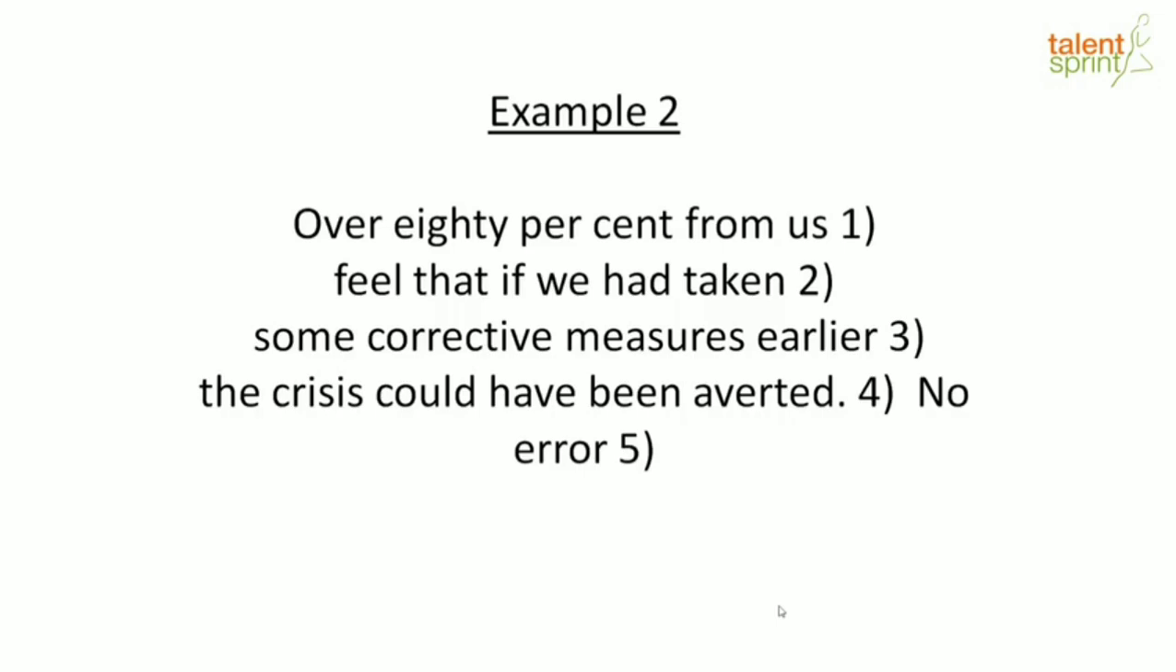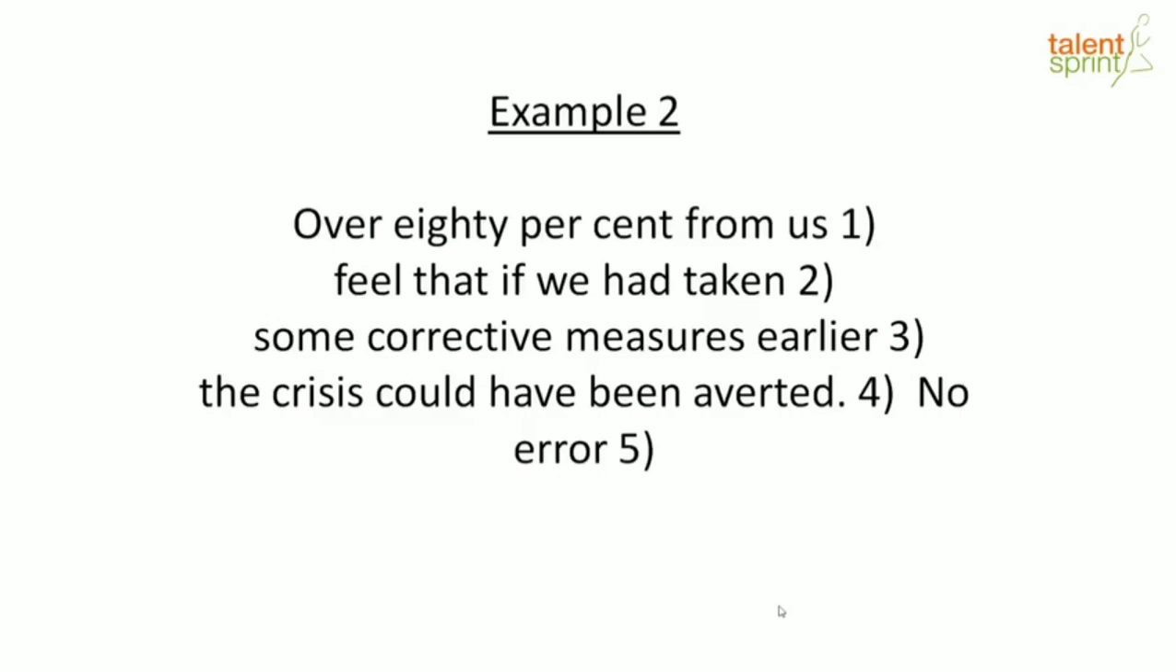Over 80% from us feel that if we had taken some corrective measures earlier, the crisis could have been averted. Okay, so we have again 4 parts. Let's understand the meaning the context is trying to convey. And we can also look for hint words and keywords and clue words in the context that can help us identify which part has the error or could have the error.